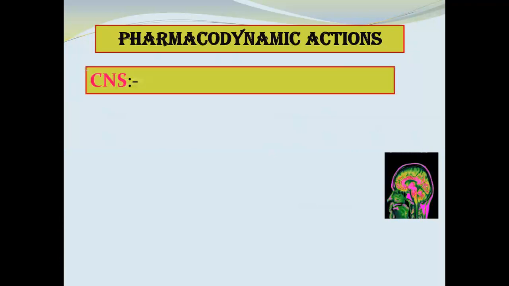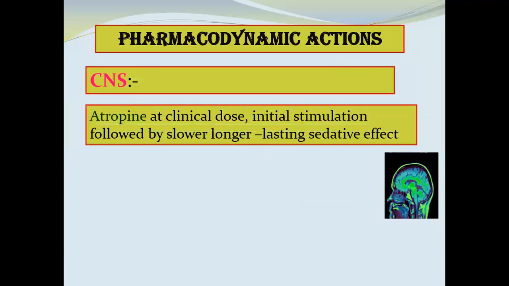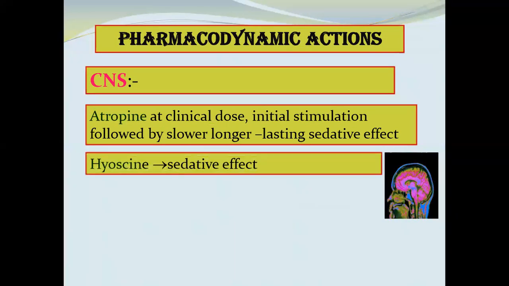So let us see the pharmacodynamics of these drugs. They have some effect on the brain, that is, on the central nervous system. Atropine at a clinical dose can initiate stimulation, but this is followed by a slower, longer-lasting sedative effect. Hyoscine, which is very commonly used as Buscopan, has some sedative effect.